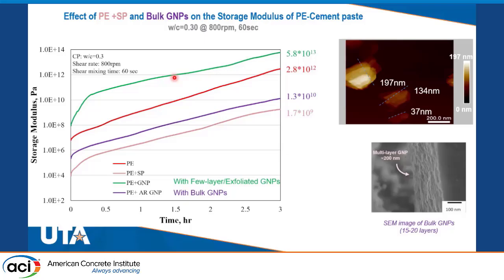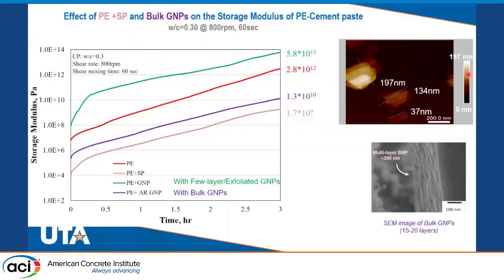Comparing with mixes that include bulk graphene nanoplatelets, again, we observe the same trend. And as shown in this graph, you can see here with a purple color, the storage modulus drops by 2 orders of magnitude. The commercial graphene nanoplatelets consist of 15 to 20 layers and produce a totally different result, with the storage modulus being much lower than the control mix. Therefore, the combination of few-layered graphene nanoplatelets in blends with polyethylene fibers, shear-mixed at optimum conditions, 800 rounds per minute and 60 seconds, gives us the highest storage modulus.